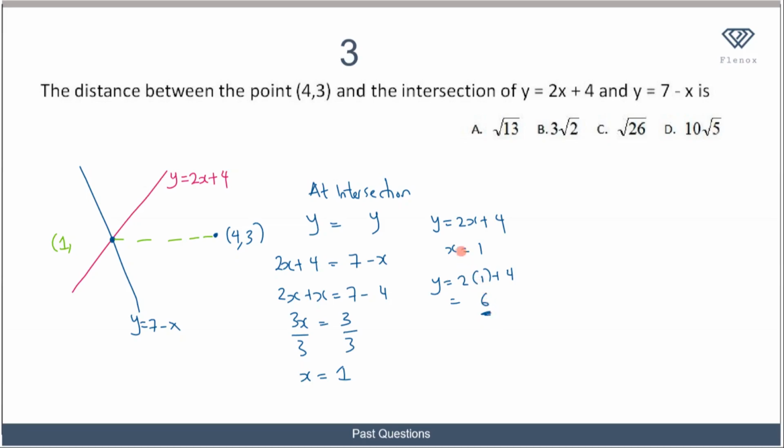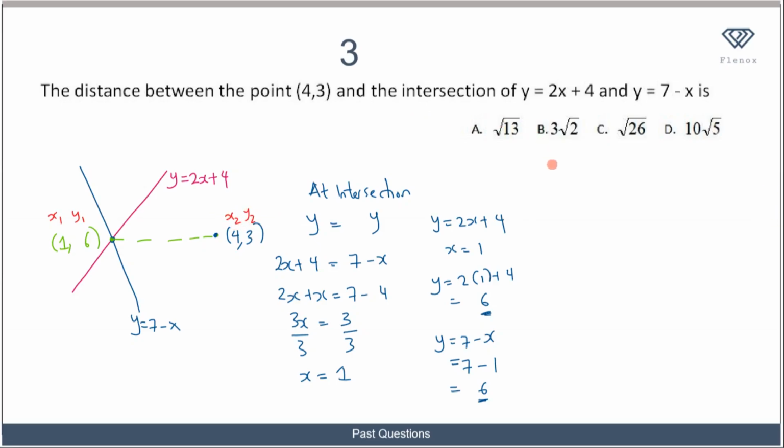On the other hand, you can try to use the second equation over here, the second line, where we have y is equal to 7 minus x. In this case, I have y is equal to 7 minus 1, and the answer will still be 6. So the coordinate at this point of intersection is going to be 1, 6. So I know the coordinates at this point over here, and I know the coordinates of this point over here, and I'm told to find the distance between them. So what do I do? I just label the coordinates. I label here x1, y1, and I label here x2 and y2.